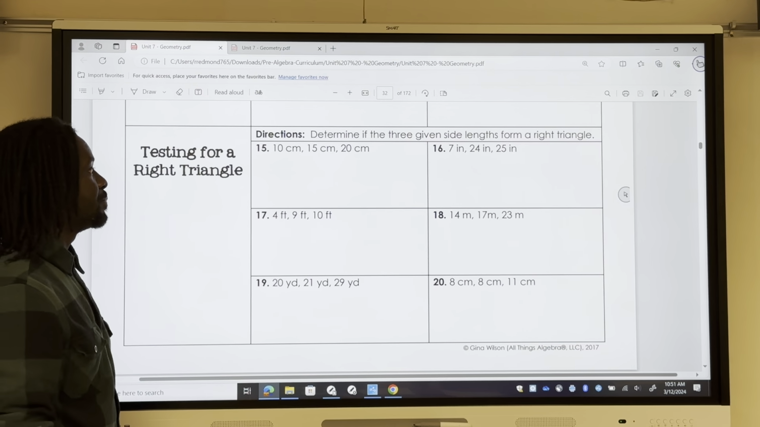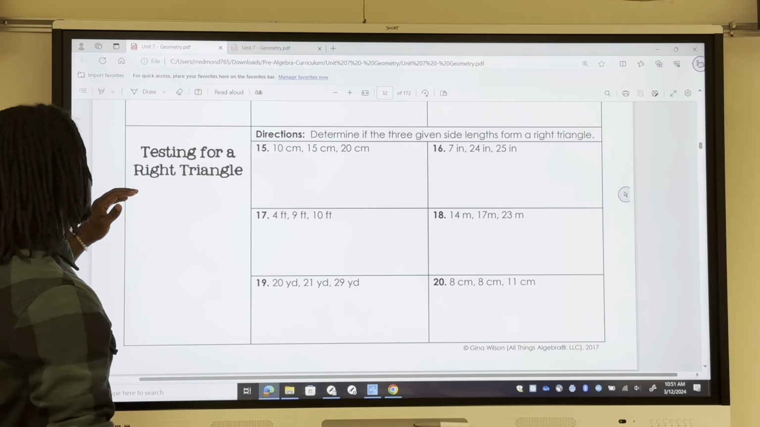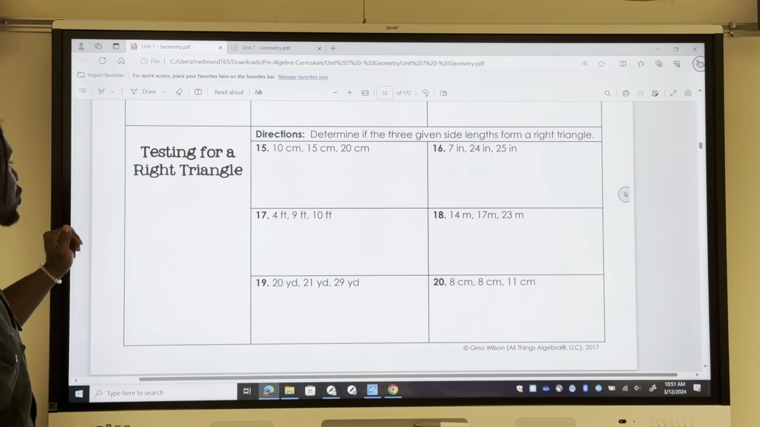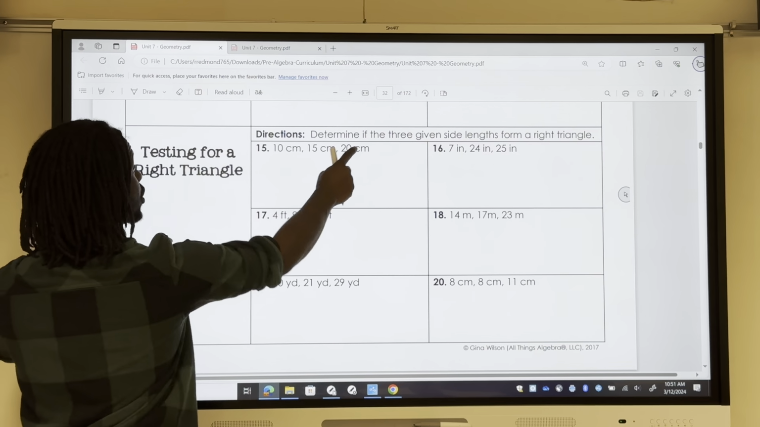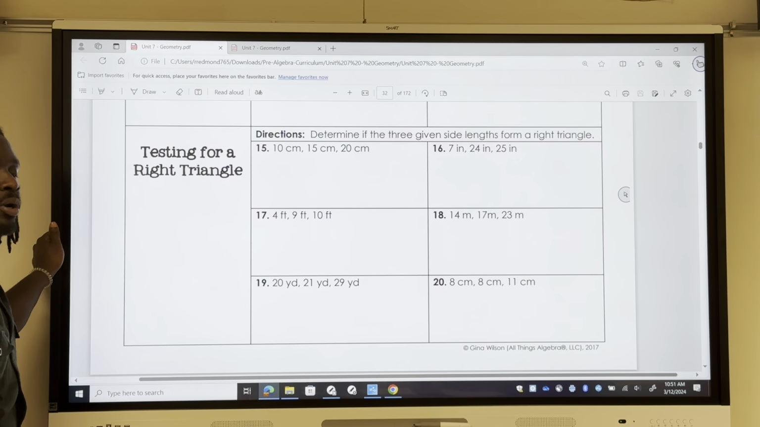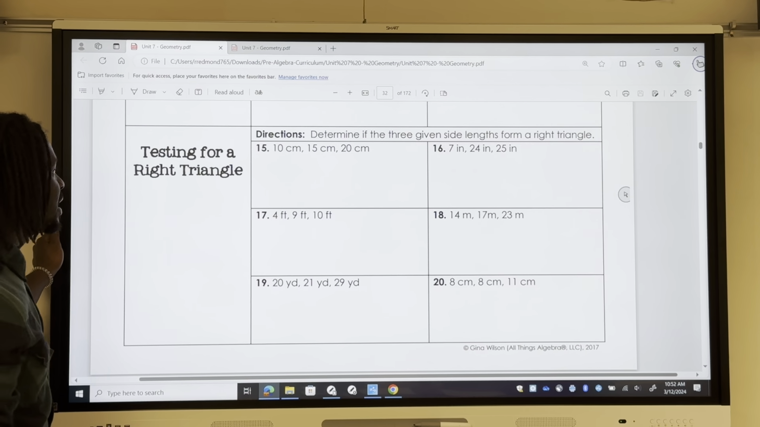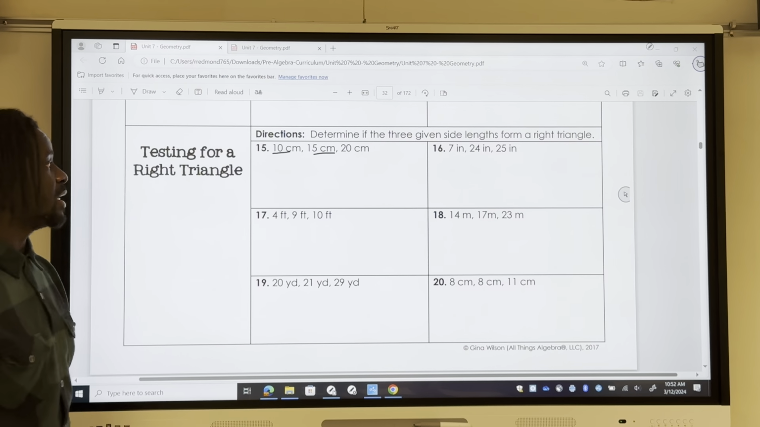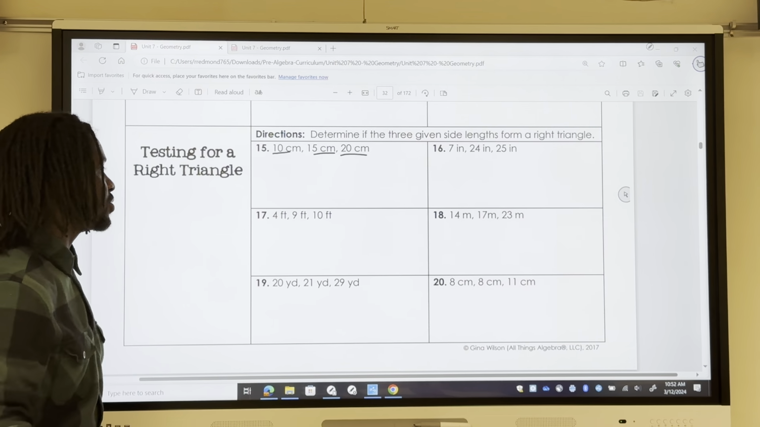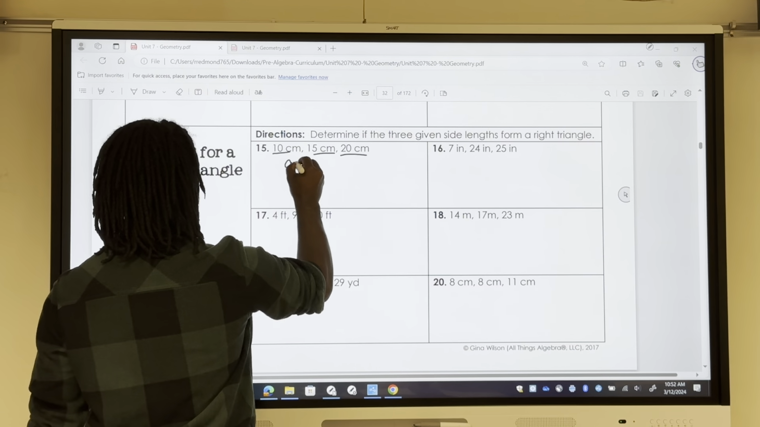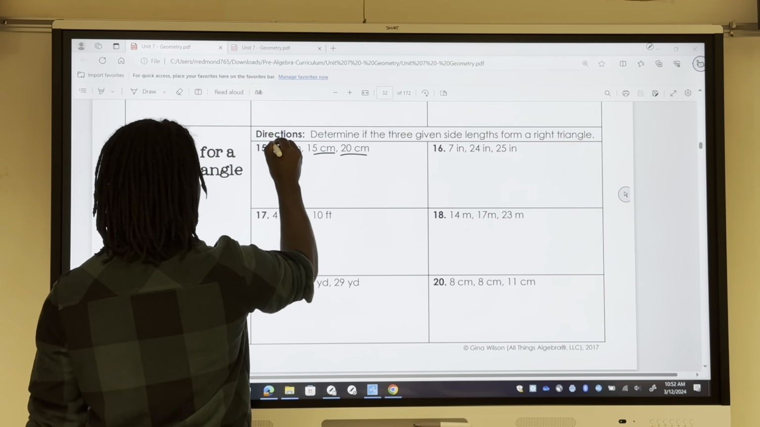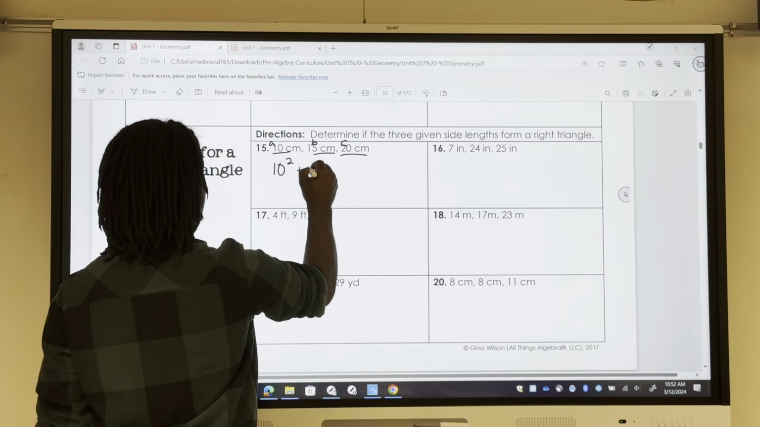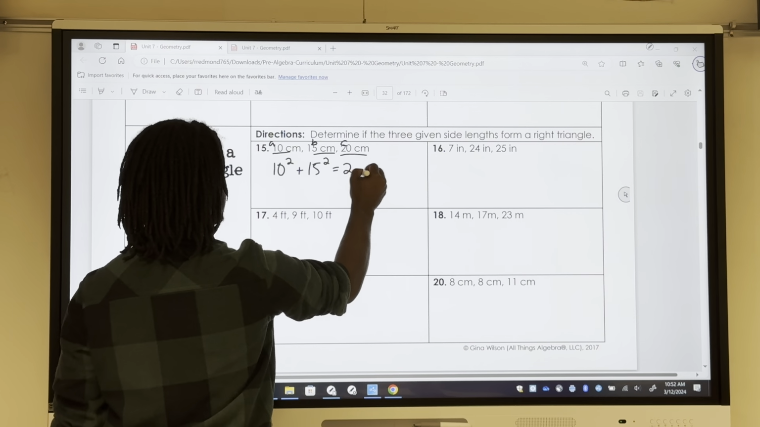For this last part, I'm just going to show you this really quickly, the last few minutes, just to finish up this sheet. Here, all we're doing now is testing to see, we have all of the sides, which of these are right triangles. The two smaller ones are always going to be the A and the B. The longer side is always the hypotenuse. So we'll say this is A, this is B, this is C. So 10 squared plus 15 squared equals 20 squared.